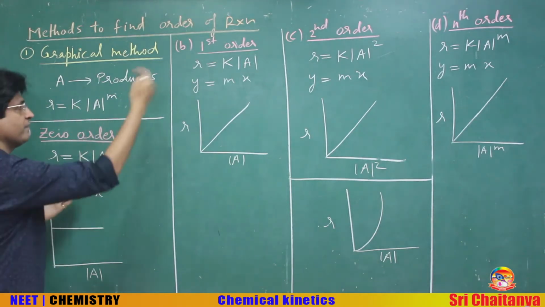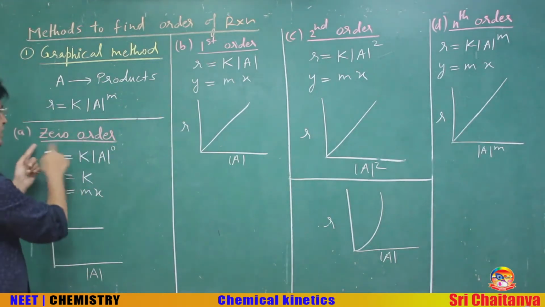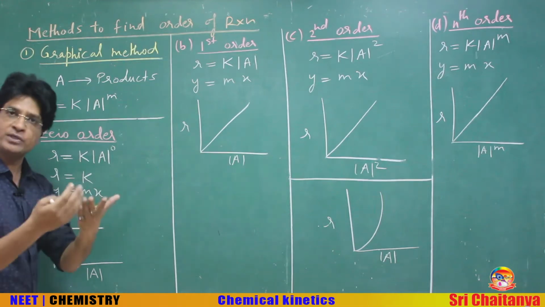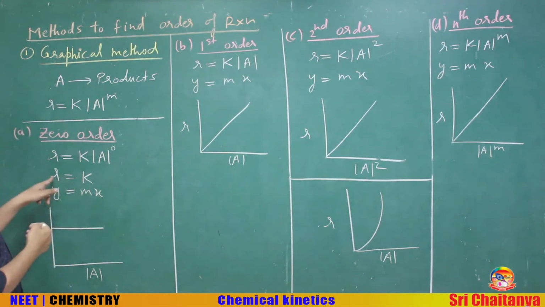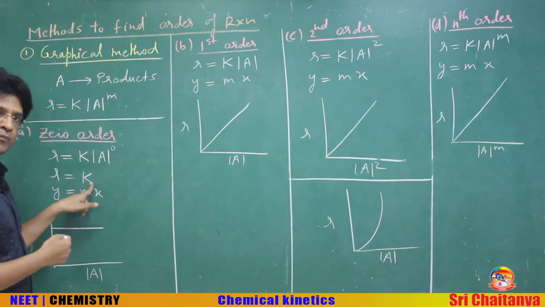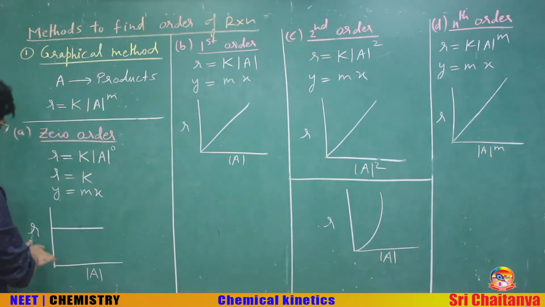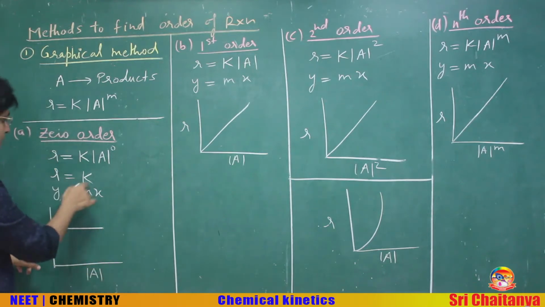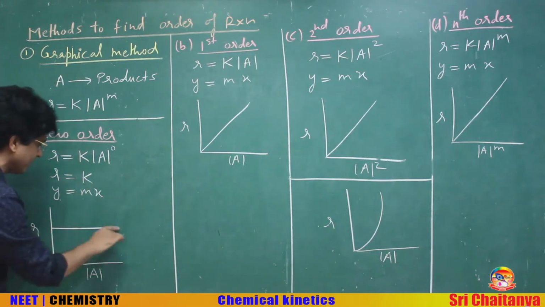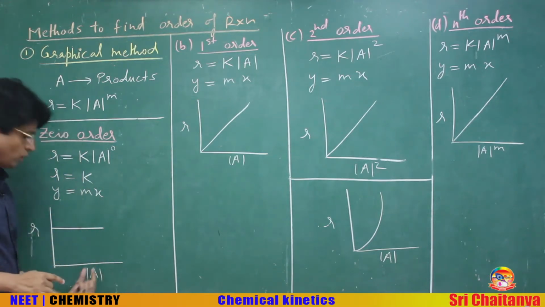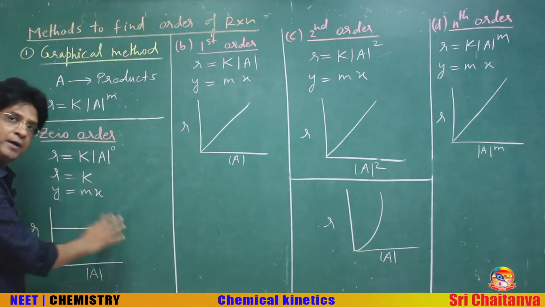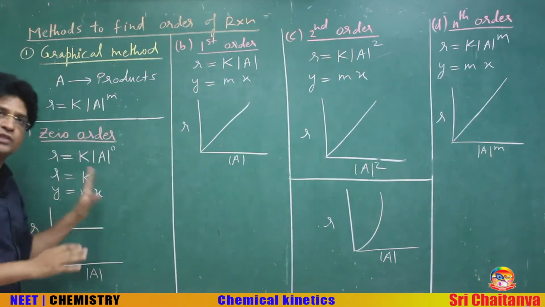Now we'll study the different orders one by one. For a zero order reaction, we know that rate is independent of concentration of reactant. So R will be equal to K. Now we have to plot graphs with R on the y-axis and concentration on the x-axis. Since this is independent of concentration, it will be a straight line parallel to the concentration or x-axis. So whenever you see this kind of graph, you can 100% say that this graph belongs to a zero order reaction.